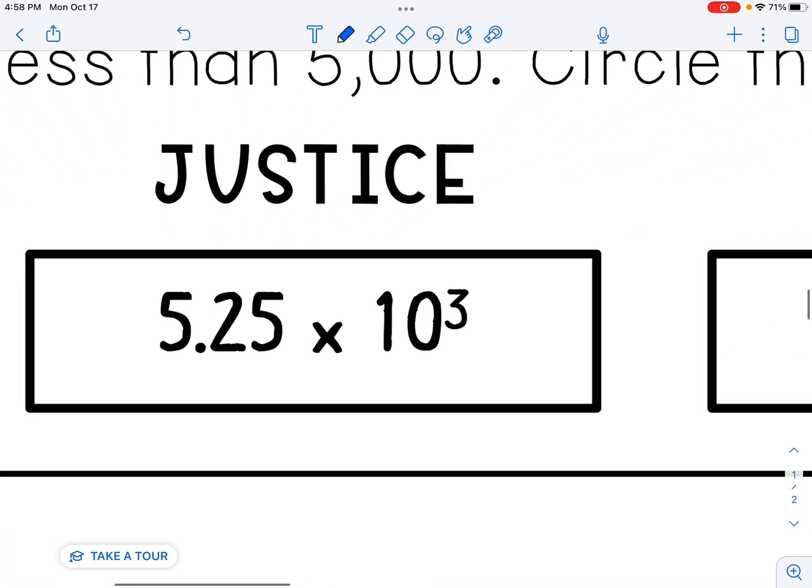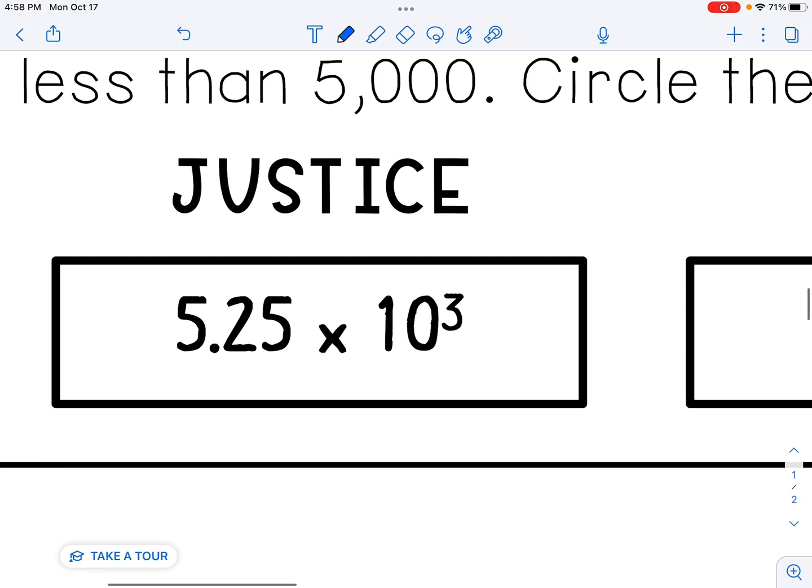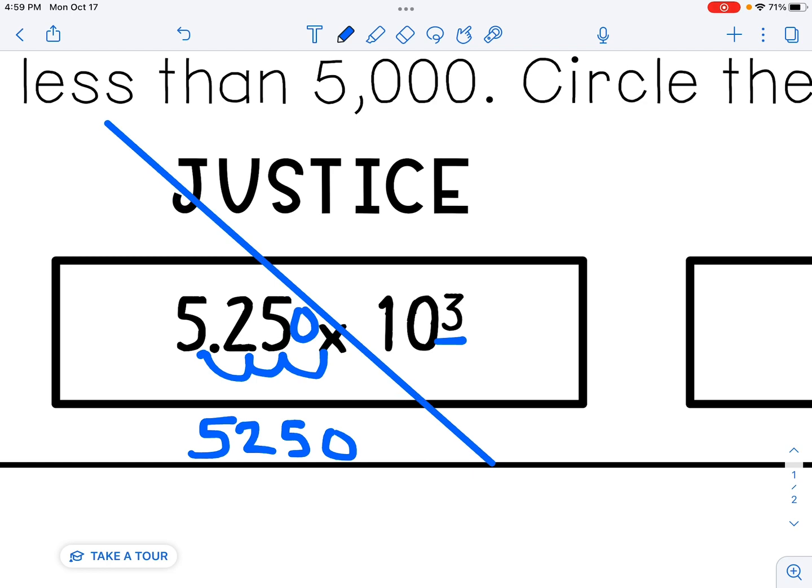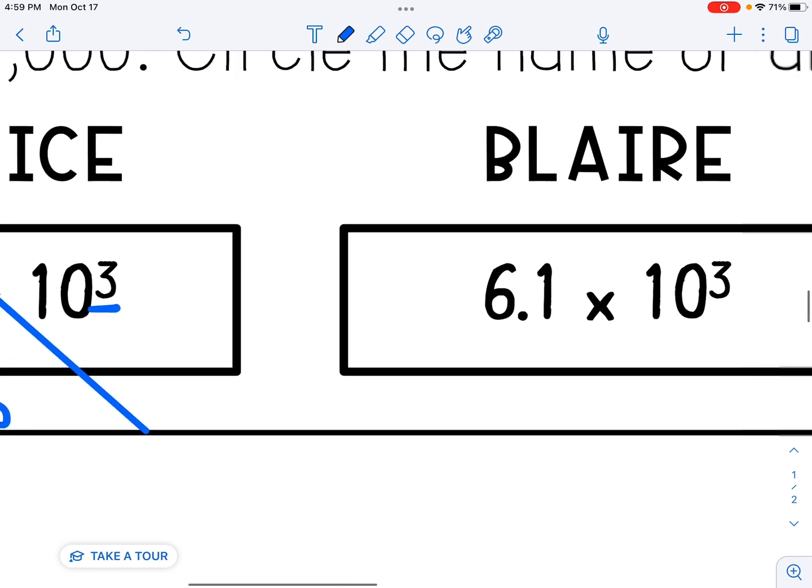For Justice, we have the number 5.25, and we have moving it to the power of 3. So positive means a bigger number, moving 1, 2, and 3, placing a 0 on the open spot. This number is 5,250. This number is greater than 5,000, so it is not correct.